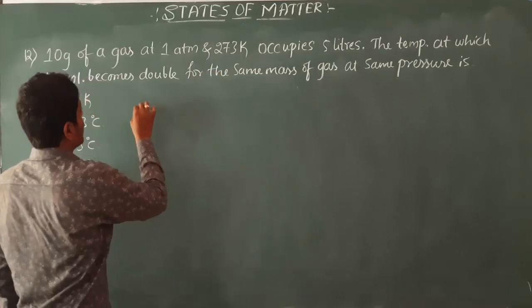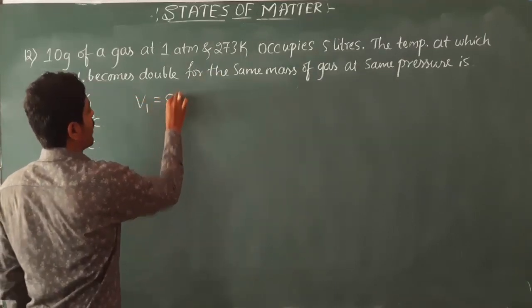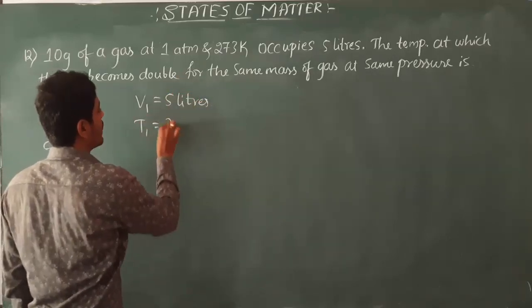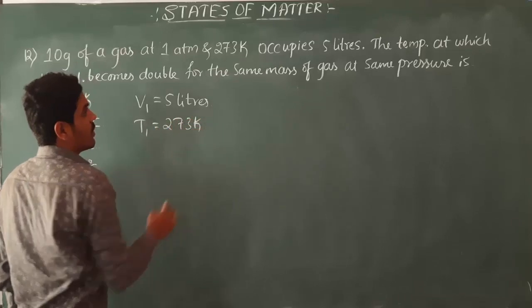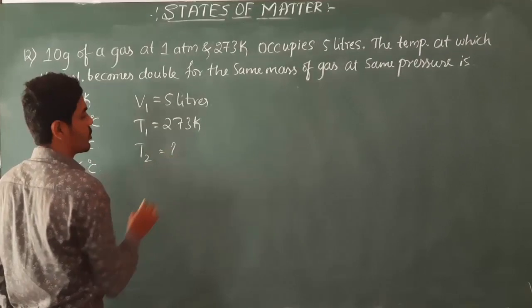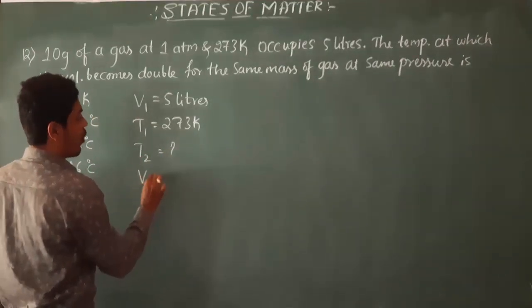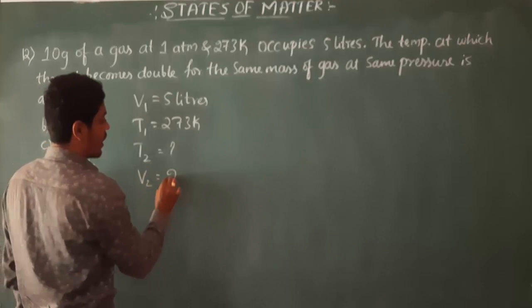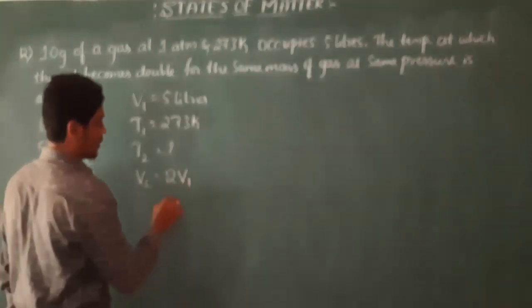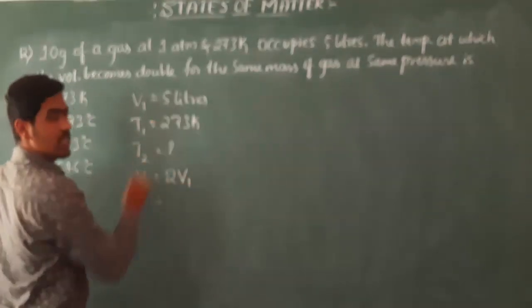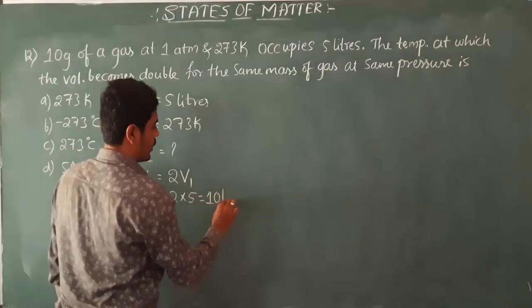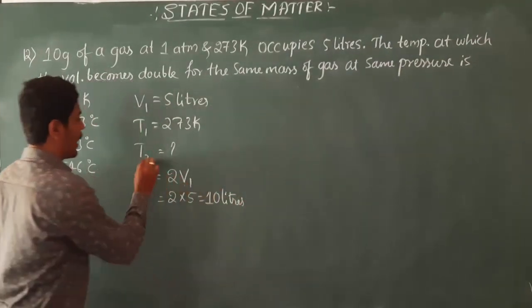Initially the volume V1 is 5 liters, and temperature T1 is 273 Kelvin. Then at a certain temperature that you need to find, T2 is equal to question mark. At this temperature the volume gets doubled, that is 2 into V1, double the initial volume. V1 we already know is 5 liters. So 2 into 5 is 10 liters. So V2 is 10 liters. You need to find T2.